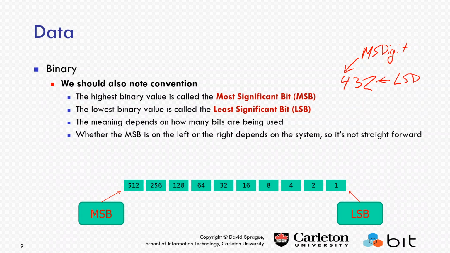Okay, so 432, this is the most significant digit, least significant digit. We're doing the same thing with binary. Most significant bit is the bit that has the most weight to it. Least significant bit is the bit that carries the least amount of weight. It's a 0 or a 1.